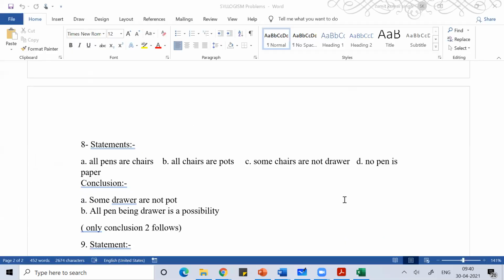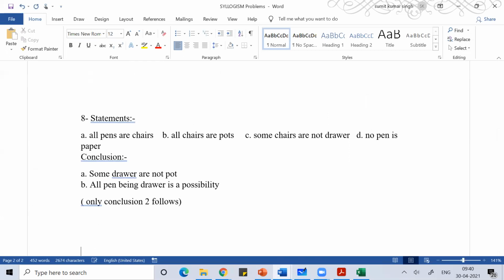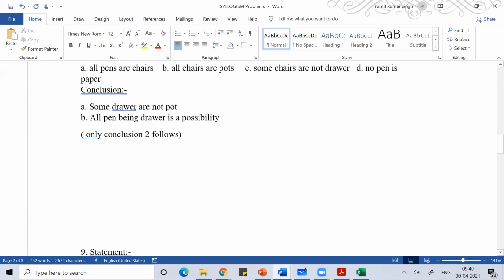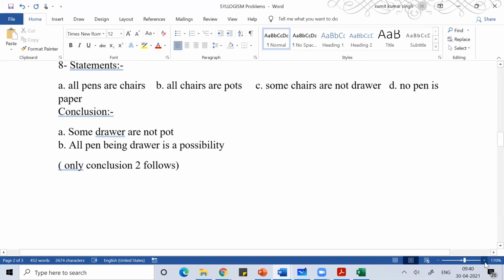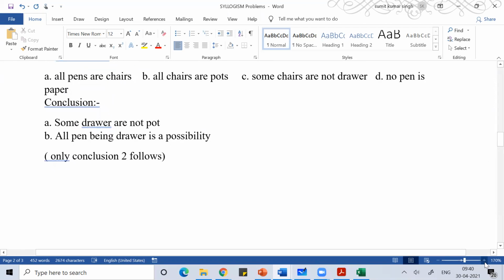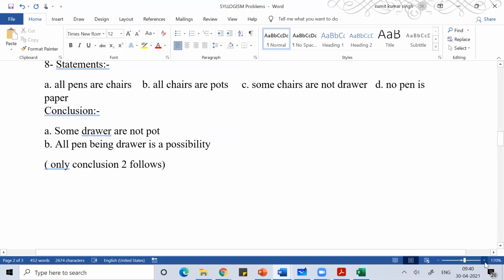Now, to make you understand "some A and not B", I believe many of you are still not very clear with this, so I'll take an example. I'll do this problem to make you understand this concept. Suppose here, I believe you can see this font size, the line is like: all pen are chair. You can see the statement.